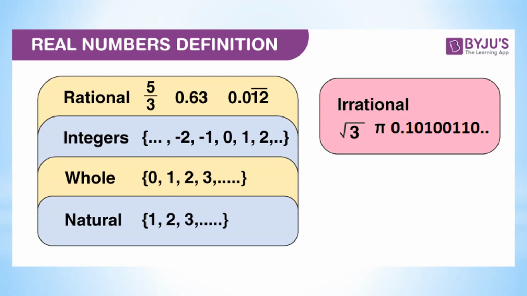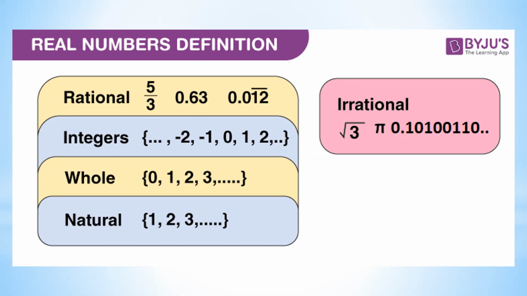For a rational number, sometimes you use a fraction, sometimes you use a finite decimal, like 0.63. This 0.63 can be turned into a fraction. And you can also use a repeating decimal like 0.012 with a bar, which means these digits repeat themselves to infinity. All these numbers can be expressed as a fraction. So any number which can be expressed as a fraction is called a rational number.